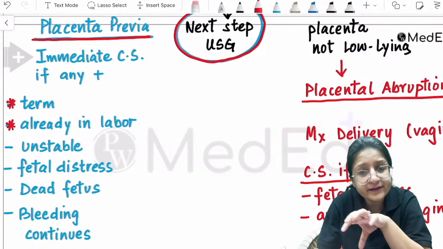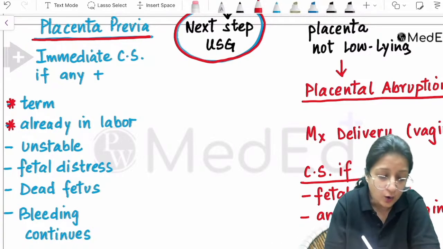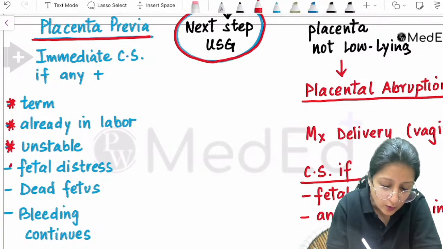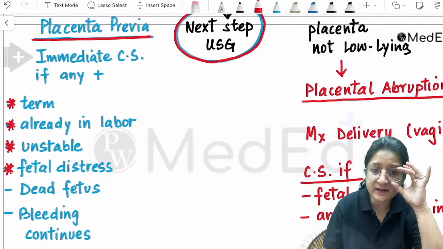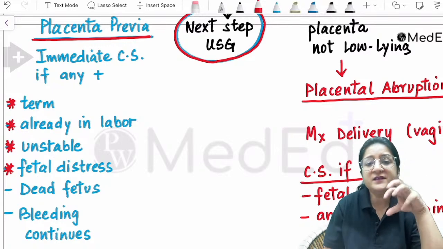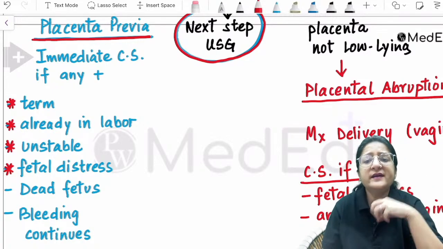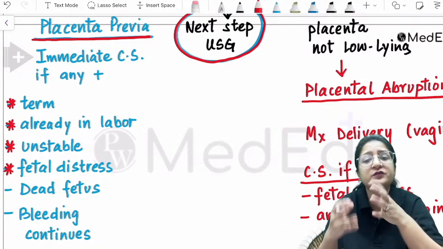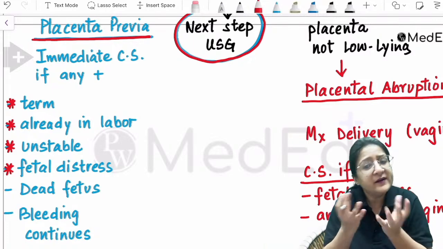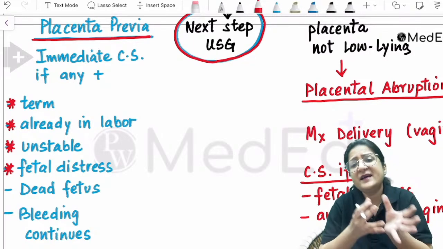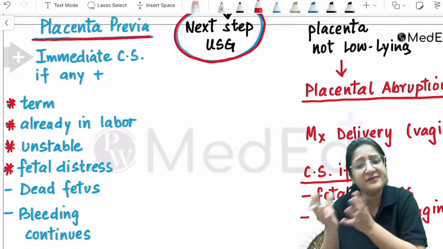If she's already term, if she's already in labor, or she's unstable, or there is fetal distress, then we have to go for an immediate cesarean section, obviously. Now, if it's a dead fetus, if the baby is already dead, then there is no point waiting and waiting for the woman to bleed, because she is already a case of placenta previa. If and when she goes into labor, she will definitely bleed.